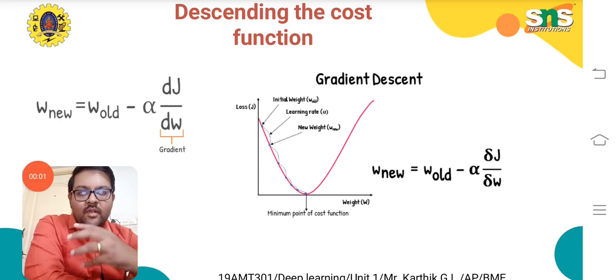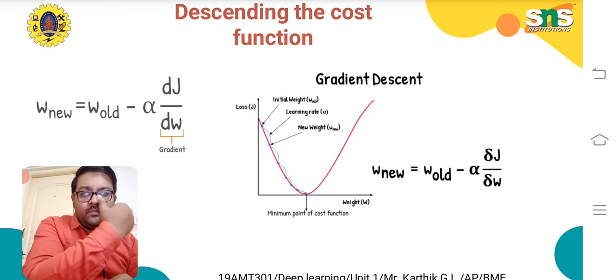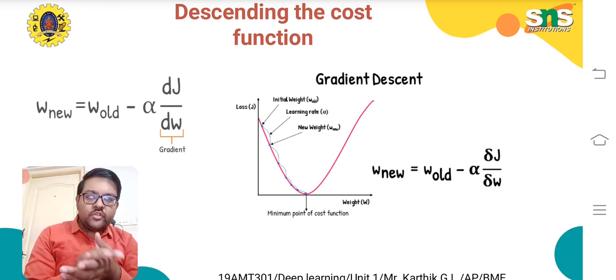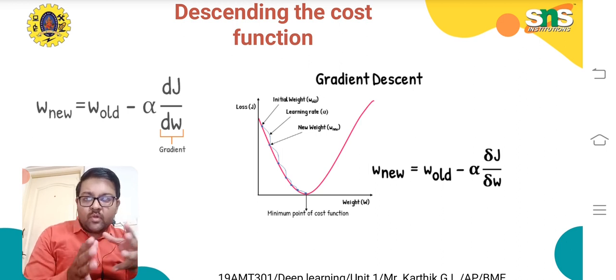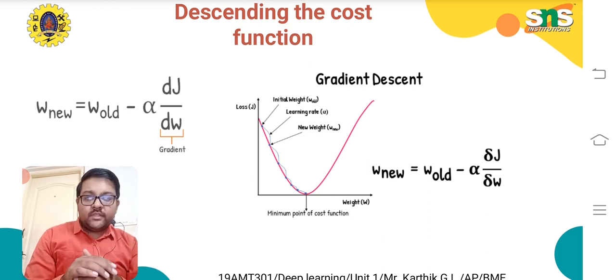Hello everyone, we are discussing back propagation and the cost function, and how to arrive at the minimum of the cost function in the graph curve, that is, the graph of weights versus the loss. And we saw that there is a positive gradient and a negative gradient. So, descending the cost function.